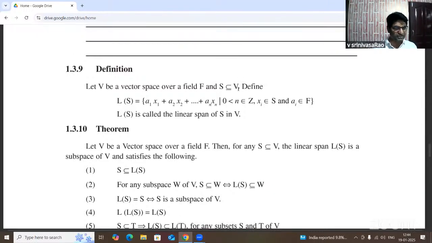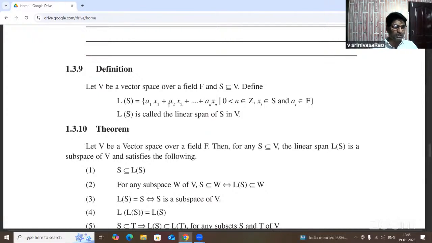In the vector space, we take the sum of the elements given in the subset. According to the subset, the elements of the vectors are written as a sum, meaning the combination of scalar multiples. That is a1 x1, this is one scalar multiplication, a2 x2, this is another scalar multiplication, and so on up to an xn.